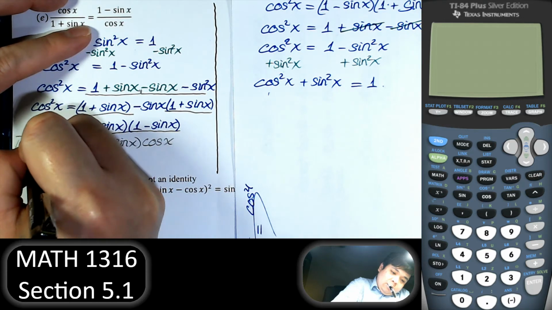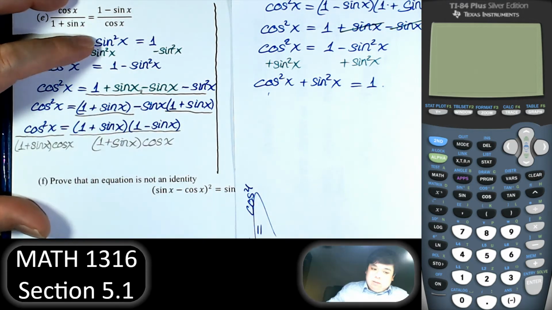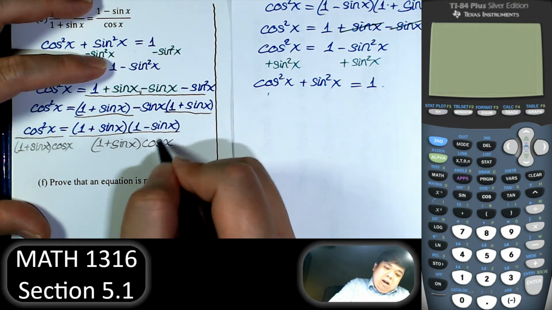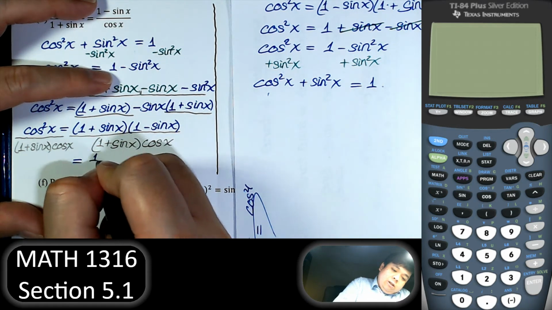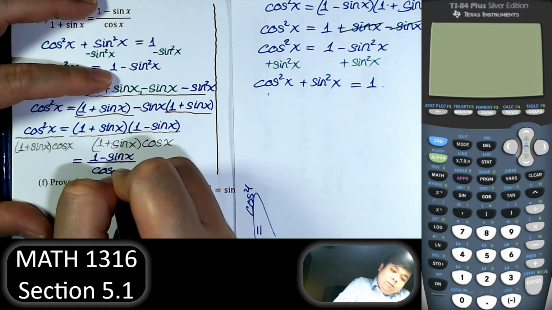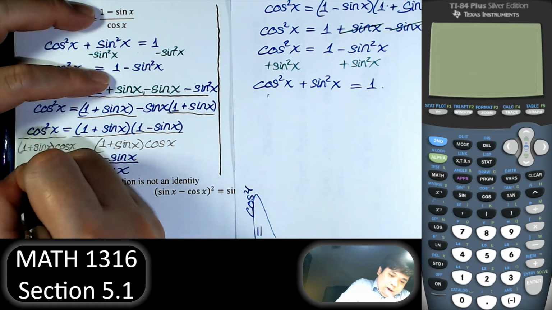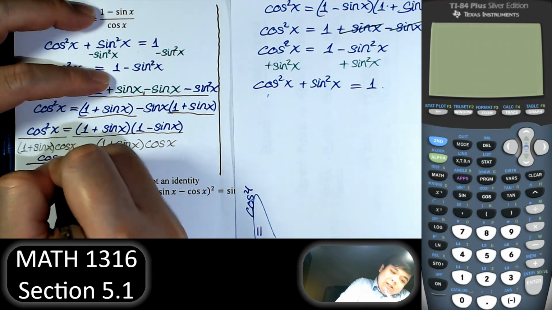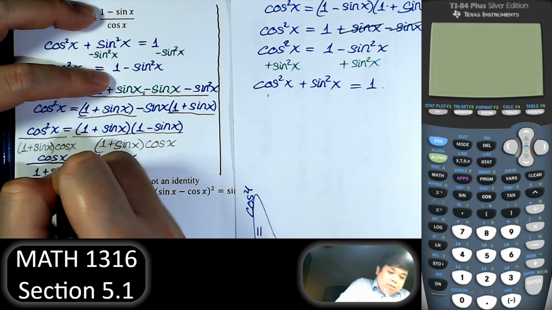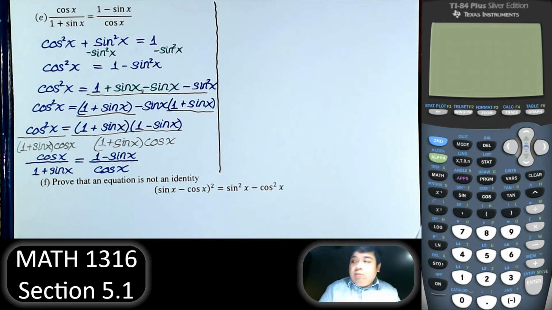1 plus sine and cosine. So cancel that. We have 1 minus sine over cosine. And then a cosine cancels with that. We have 1 cosine on the top, 1 plus sine at the bottom. That certainly works. Right, so this is a proof.